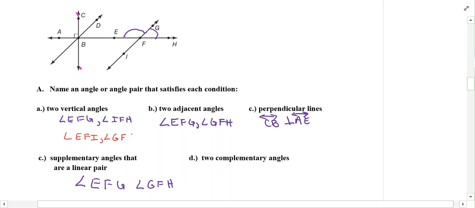Two complementary angles are two angles that add up to be 90 degrees. Well, we know this has to be 90 degrees here. So we have angle CBD and angle DBE.